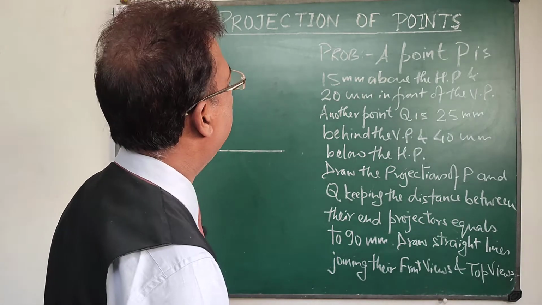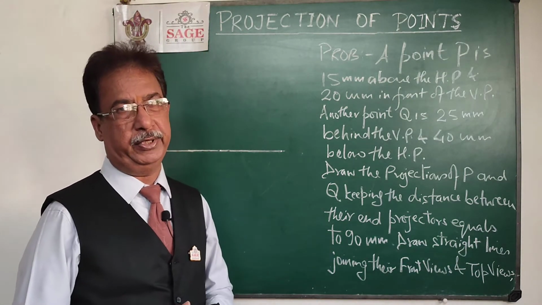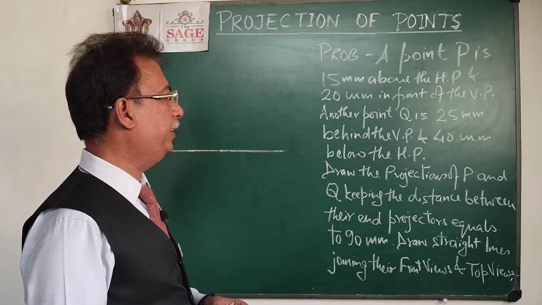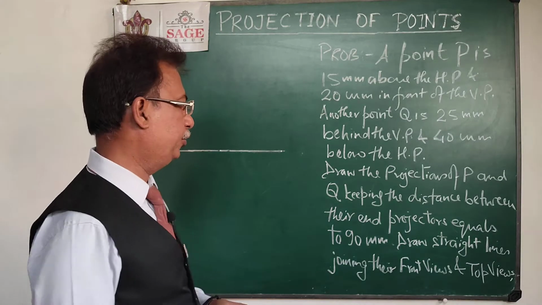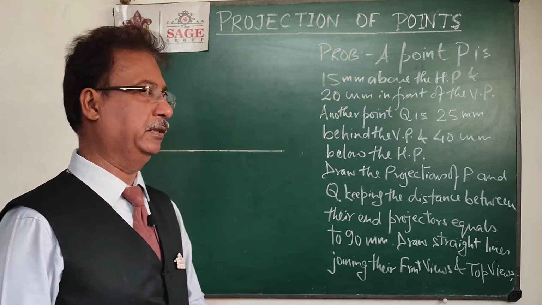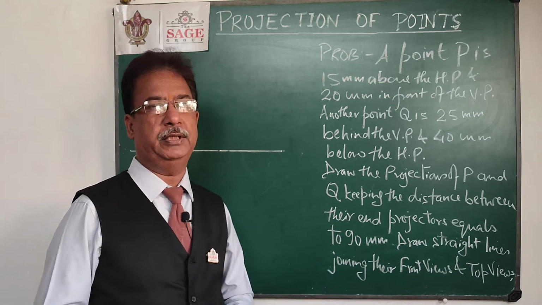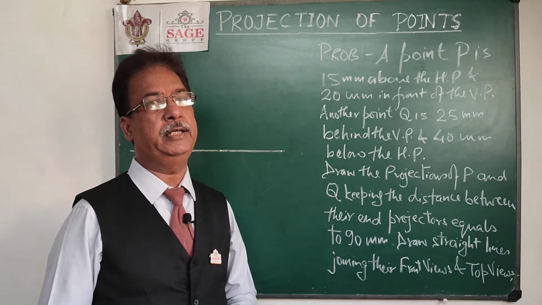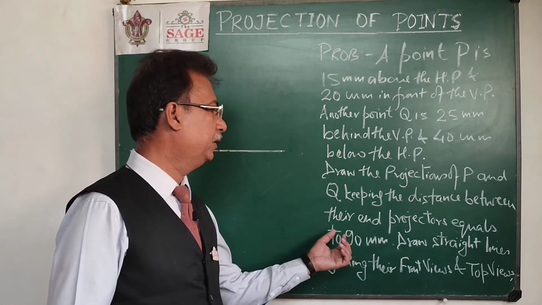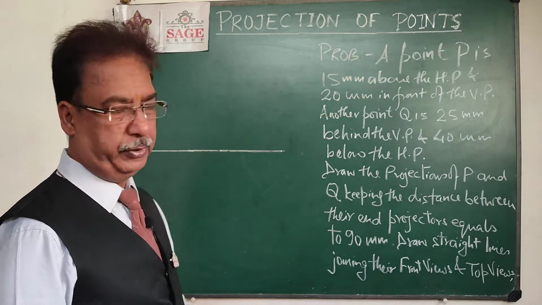Look at the problem. A point P is 15 millimeter above the HP and 20 millimeter in front of the VP. Another point Q is 25 millimeter behind the VP and 40 mm below the HP. Draw the projections of P and Q keeping the distance between their end projectors. The distance between the end projectors means the distance between the lines joining the front view and top view of points P and Q, measured along the XY line. Then finally, draw a straight line joining their front views and top views.